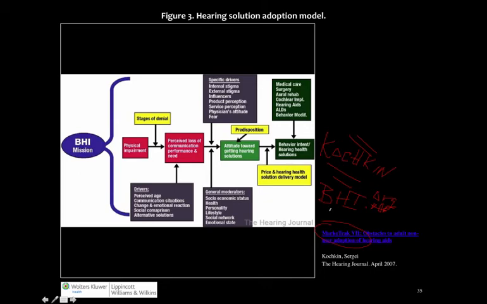Don't be overwhelmed by this. I just wanted to point out to you in this particular slide that there are many, many factors that potentially could be causes for why somebody does not get a hearing aid. So why no hearing aid? It could be any of these sorts of points. And so again, BHI is trying to reduce those and to get more people to buy hearing aids because they're funded by the hearing aid industry. So that's the basic idea.